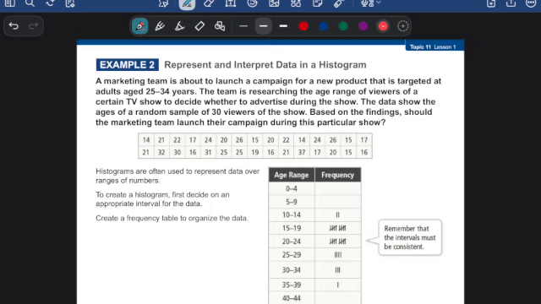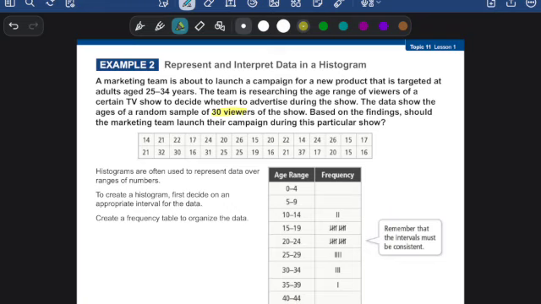The data show the ages of a random sample of 30 viewers of the show. So they've surveyed 30 viewers and tabulated their ages. Based on the findings, should the marketing team launch their campaign during this show? So should they run their commercial during this show? You can see in the table, we have all of the individual ages of the 30 viewers they surveyed. We have a 14-year-old, 25-year-old, 14-year-old, 37-year-old. So we have quite a range of ages.